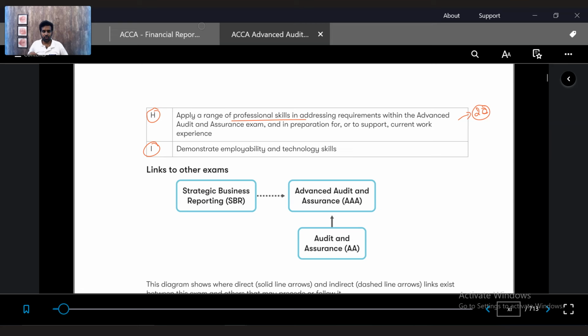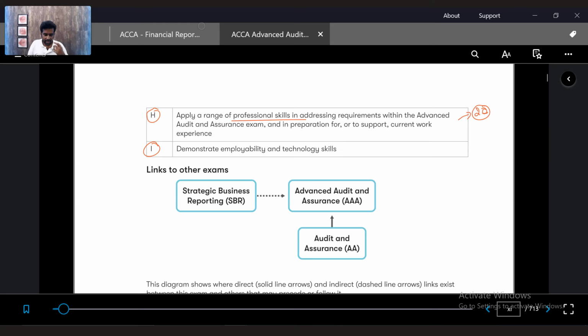So it's all about how you communicate your answers, how you analyze the situation, how you maintain the professional skepticism and judgment required for an auditor, and how you maintain commercial acumen. That is what this chapter is all about.